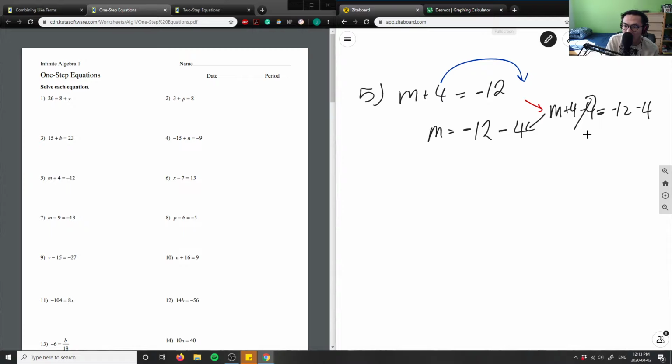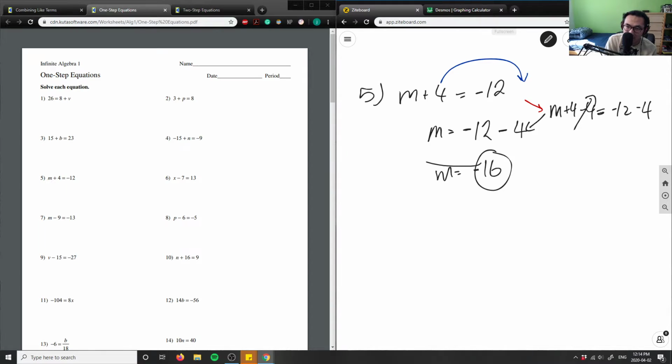So again, I have m equals negative 12 minus 4. From subtracting negative numbers, negative 12 minus 4 here equals negative 16, right? So that's going to be our answer for number 5. Again, we can always check our work.